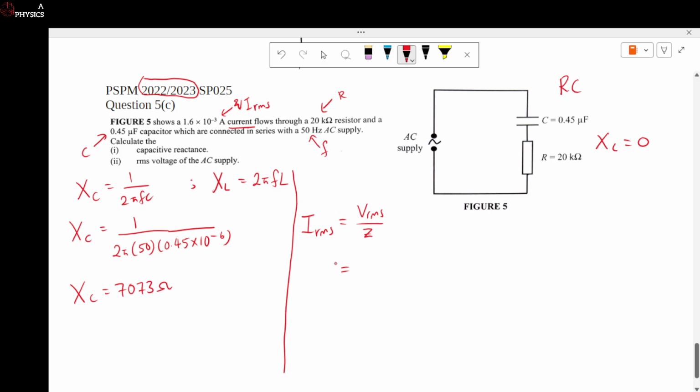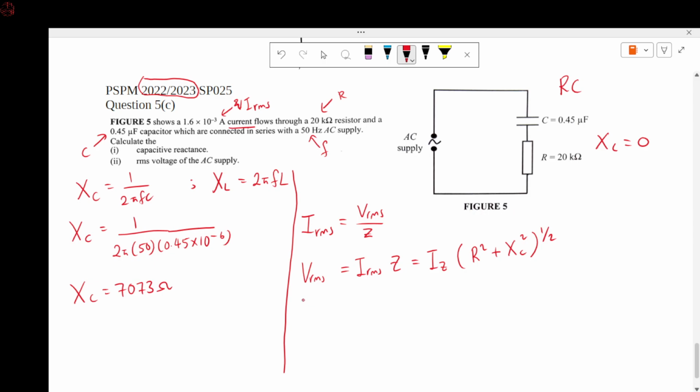If I rearrange that, I will have VRMS equals IRMS times Z. Our IRMS is nice, we know the exact value, but our Z we have to express in terms of XC, our capacitive reactance, and our R. And that will look something like this: it should be the square root of R squared plus XC squared.